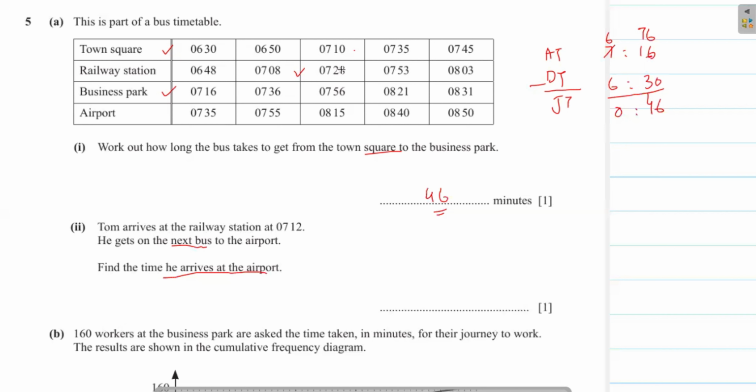Therefore, the departure from the railway station is 7:28. This bus arrives at the airport at 8:15. Therefore, you see here the 8:15 is the answer.